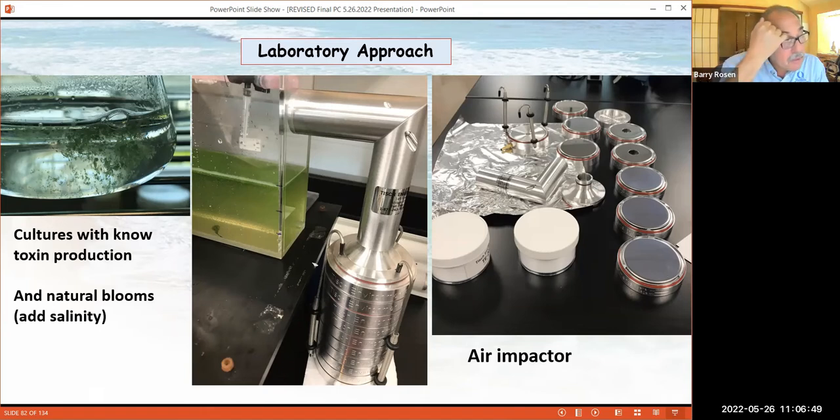And again, we've looked at cultures, and we've looked at natural blooms to try to understand how much is coming out. Those data are forthcoming. We're not ready to share them, but I will share one thing. We're finding entire organisms are getting blown out of the water. It's not just the toxins. So when those organisms come out, they do have toxins in them. So we're rethinking how people are addressing this, and it's not just gases that are coming out. Next slide.